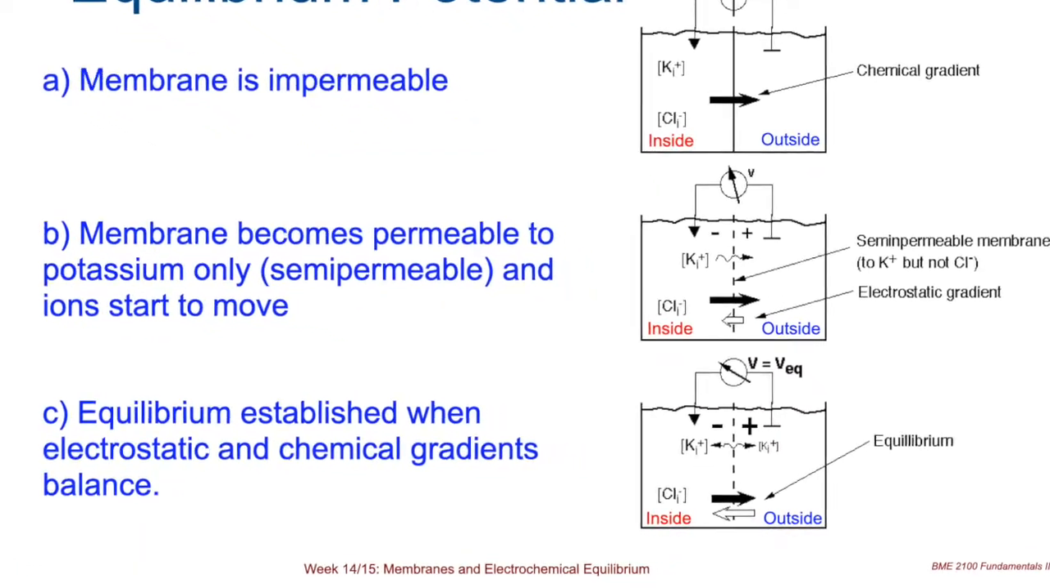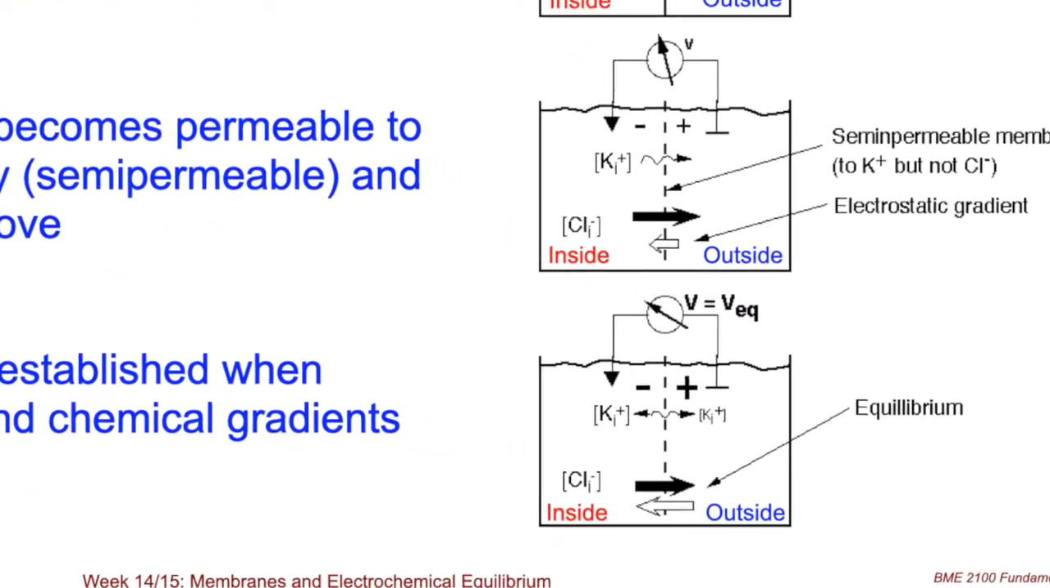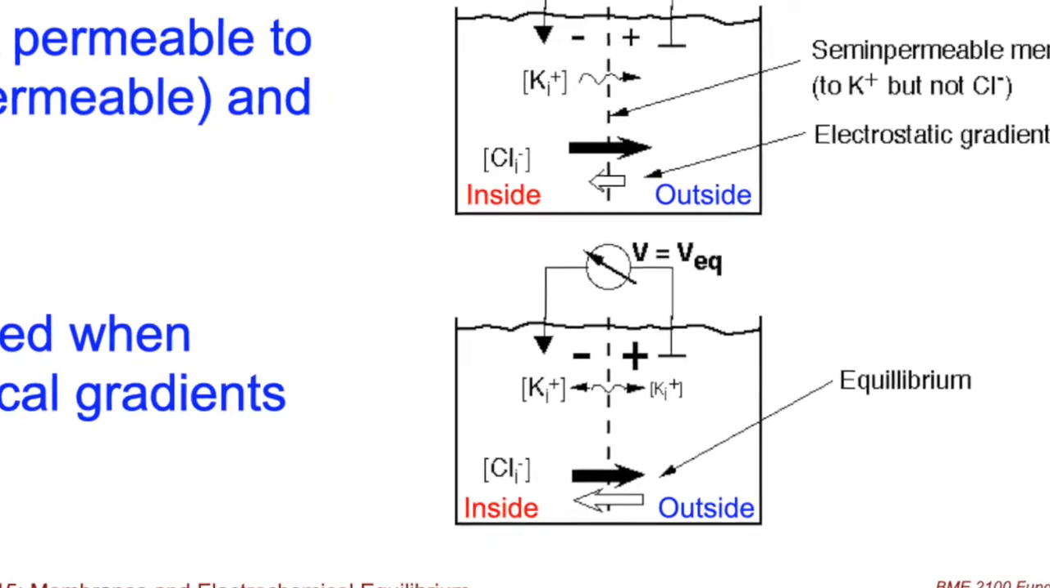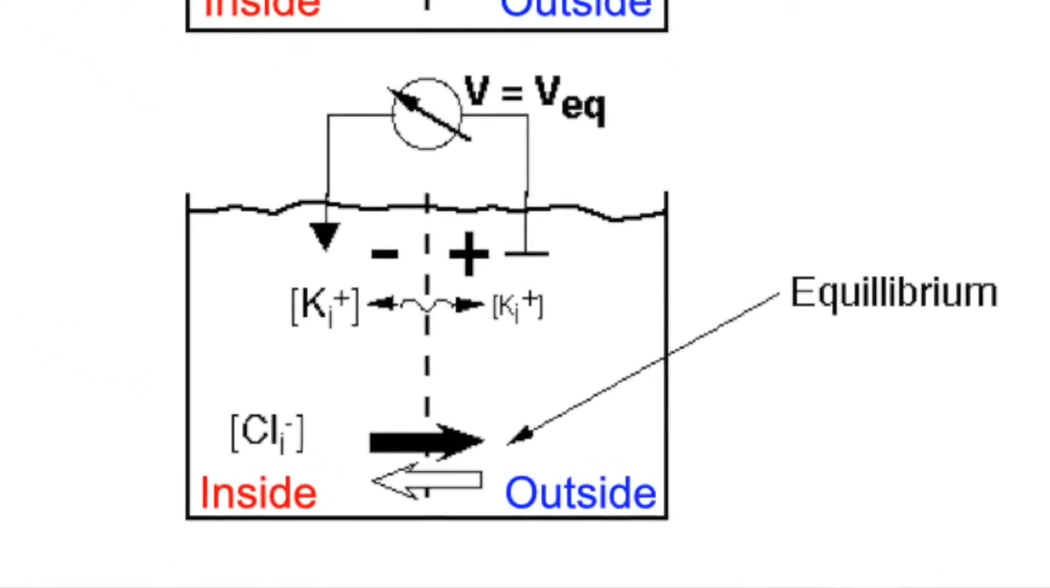Now in this diagram, I've illustrated that with some arrows. The black arrow is meant to represent the chemical gradient. The open arrow is meant to represent the electrical gradient. And initially, we only have a chemical gradient. And then when we become semi-permeable, the chemical gradient exceeds the electrical gradient.